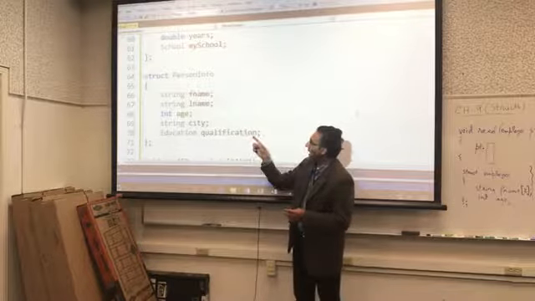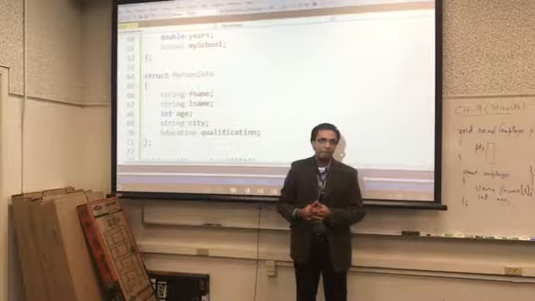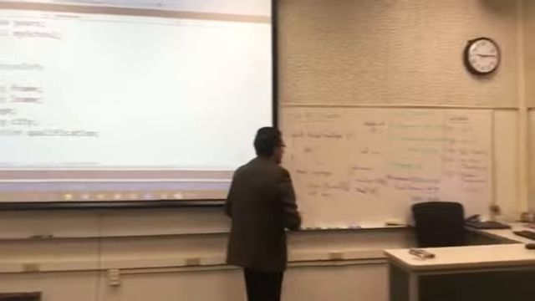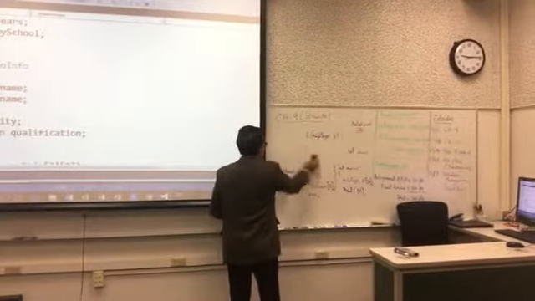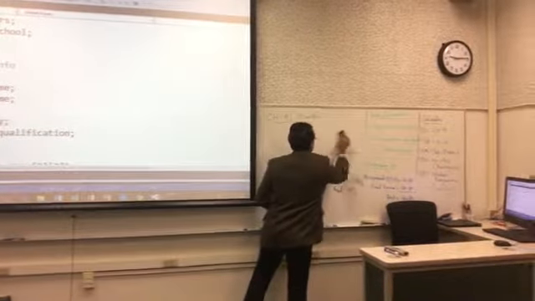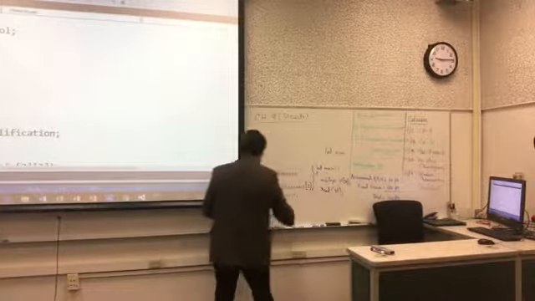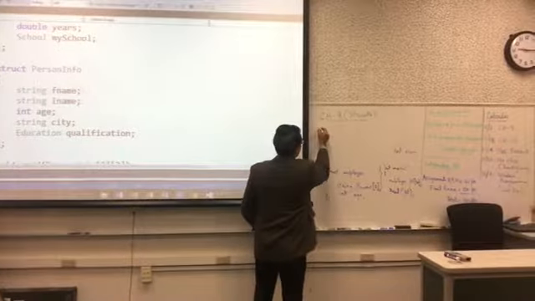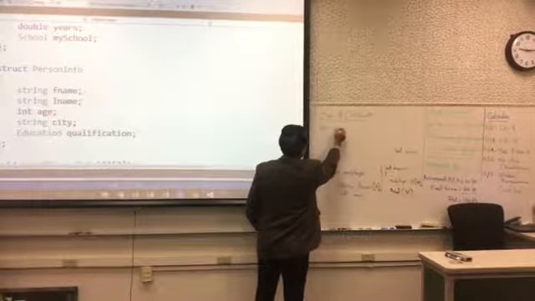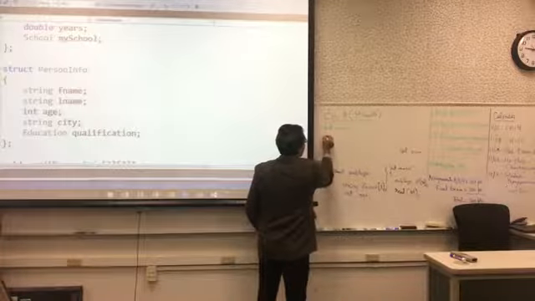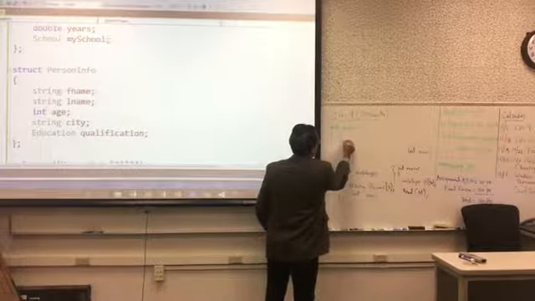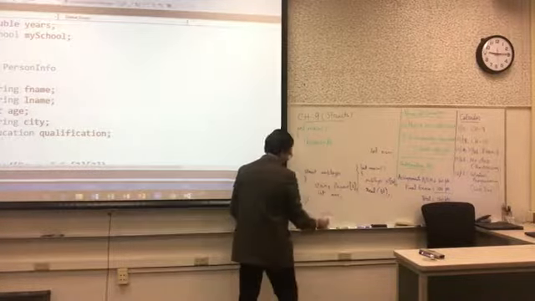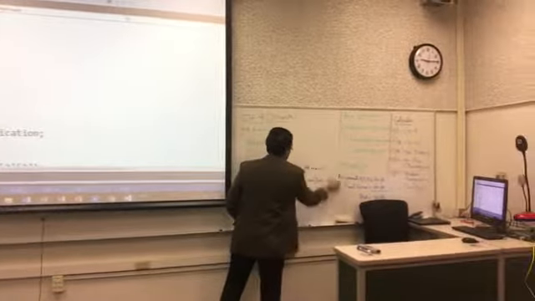So how do I access school name? That will be tricky. So let's actually try to draw it here. Let's say I want to access. First, let's create person info. Let's say this is my main, and inside my main, help me guys, I want to create person info. This is the name of my data structure, and I want to call this one student.